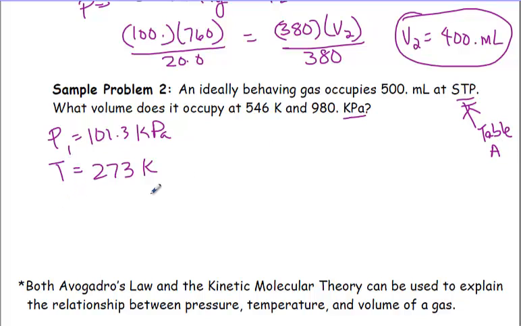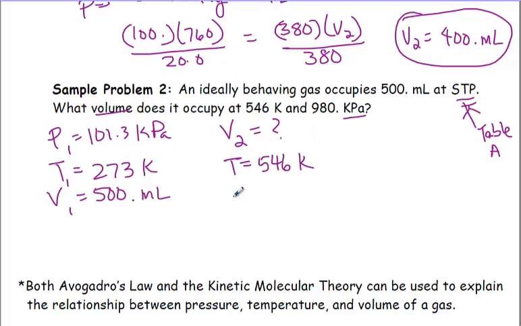And then it tells us the volume, 500 milliliters. Now it wants to know what volume it takes up after. So that's V2 again, we're solving for. Temperature is 546 Kelvin, and our pressure is 980 kilopascals. Again, if I'm going too fast, remember you can pause this, fill out your notes, and then go back and listen to me.